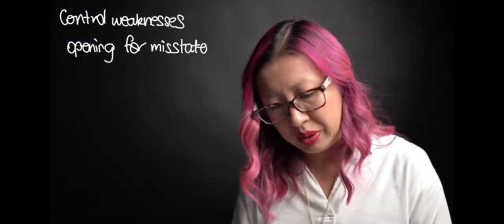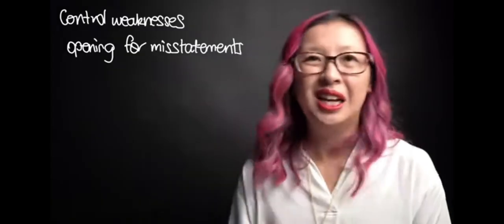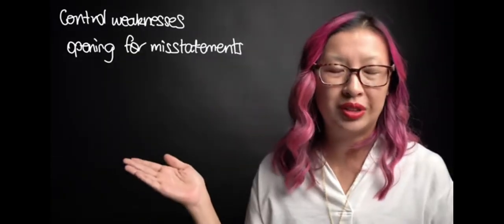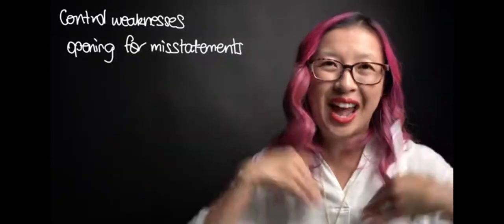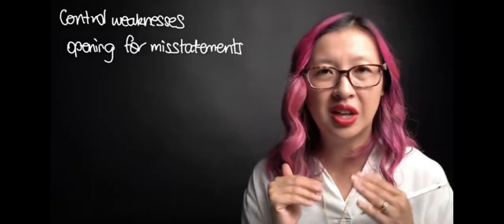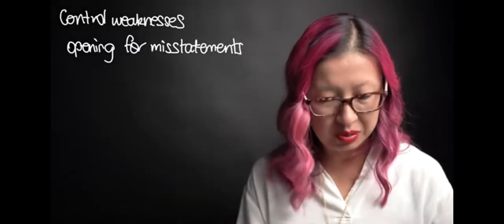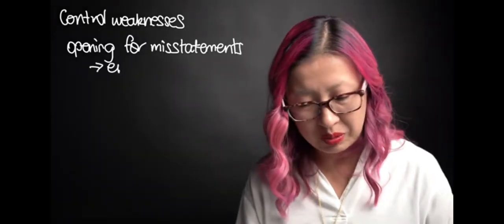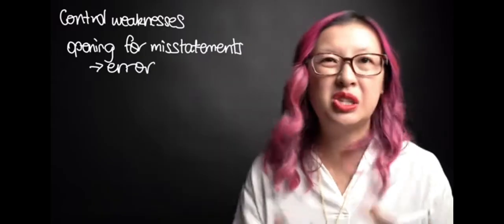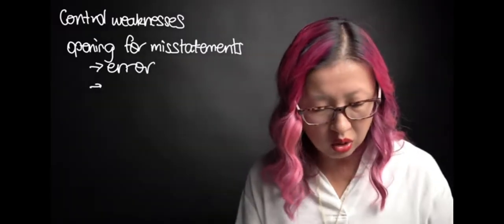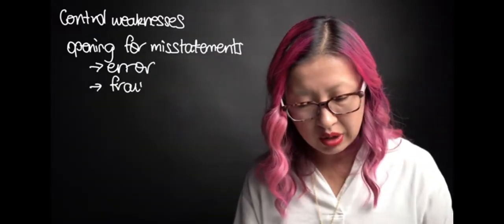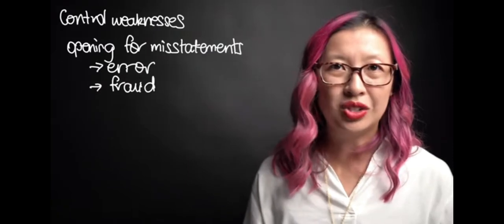So they're making an opening for misstatements. It's like having an unlocked door, right? Or there's no door to keep misstatements out of the accounting information. So it's an opening for misstatement, and that misstatement could be an error, all right? Somebody just makes a mistake doing something, or it could be more intentional in terms of fraud.